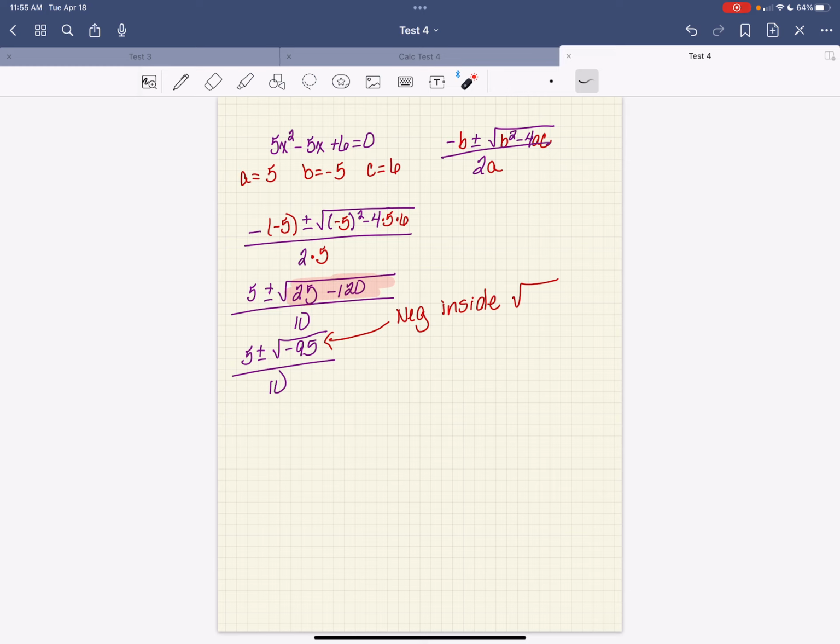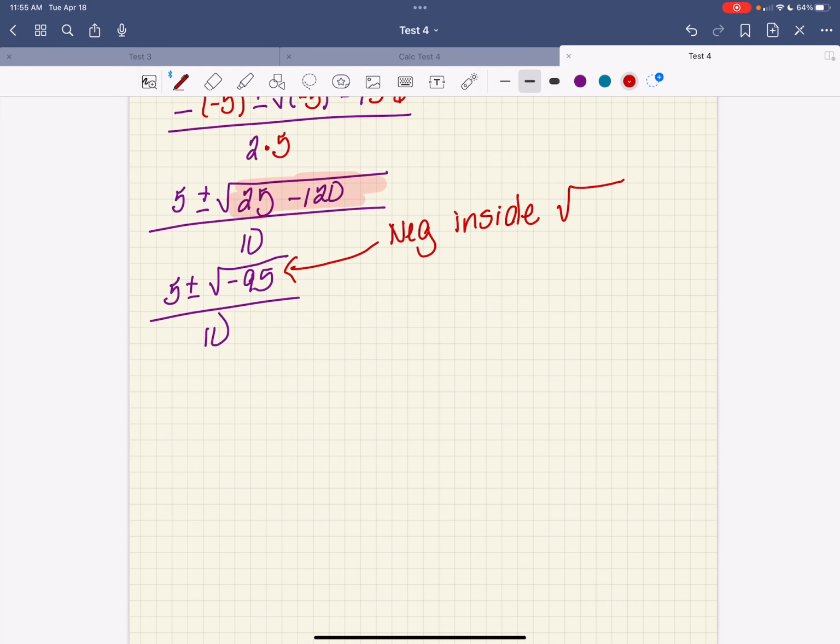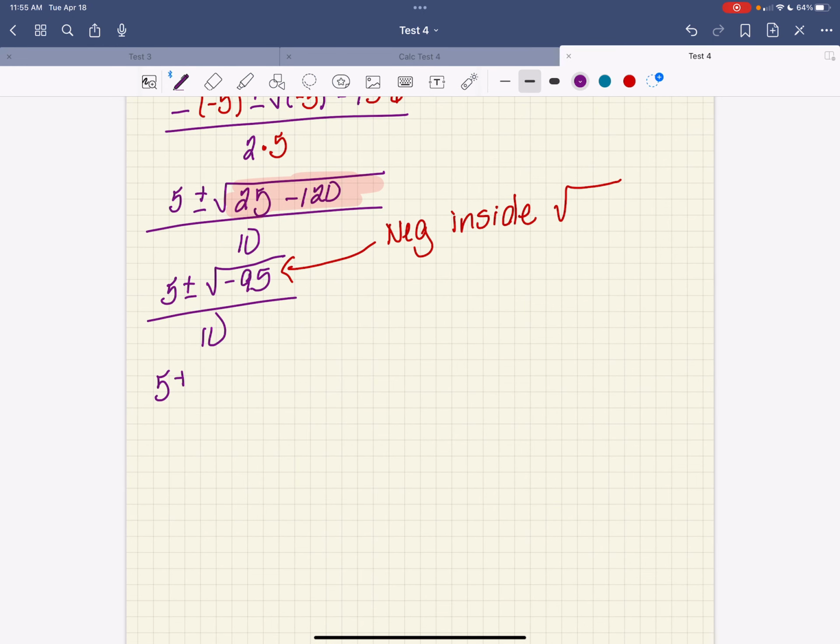So what do I do with this negative inside the square root right here? I pull out a 9. So I have 5 plus or minus i on the square root of 95 over 10. Can I cancel this 5 and this 10? I cannot. I would have to factor out a GCF, and there is nothing that I can factor out. This 95 does not simplify. Okay? 95 is 19 and 5, so I can't take out anything. This is my final answer.